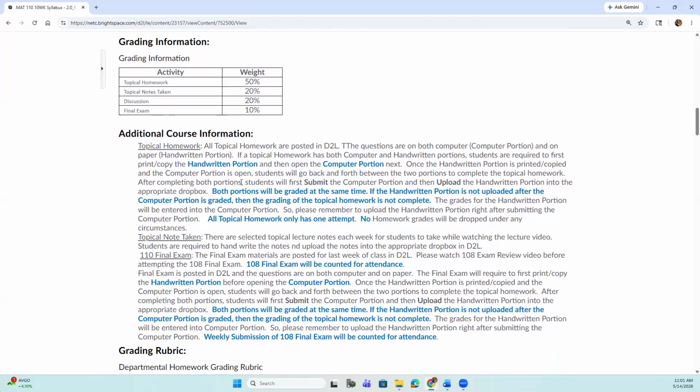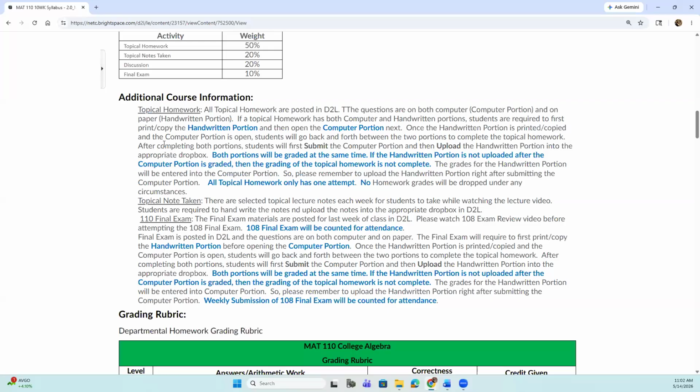All right, so just to recap what we already discussed. All the homework is already posted in D2L. The questions are on both computer, which is called the computer portion, and on paper, which is the handwritten portion. If a topical homework has both computer and handwritten portions, you are required to first print or copy down the handwritten portion and then open the computer portion next. Once the handwritten portion is printed or copied, and the computer portion is open, you will go back and forth between the two portions to complete this topical homework.